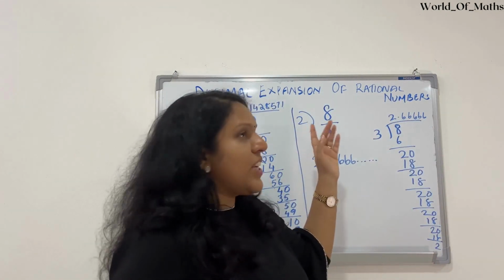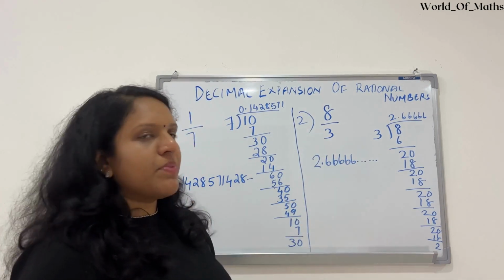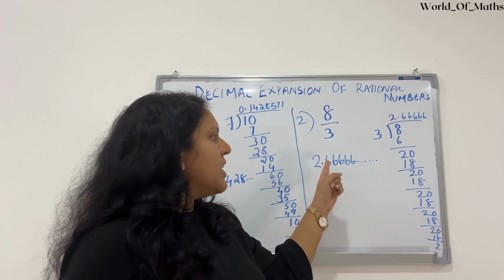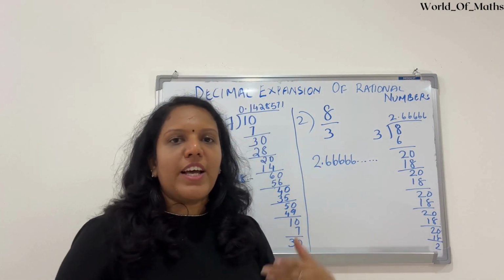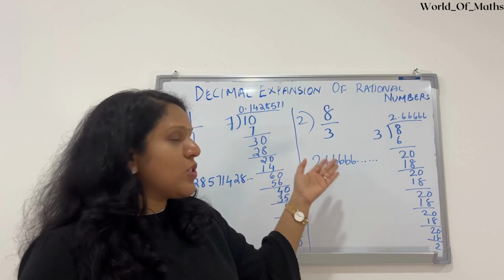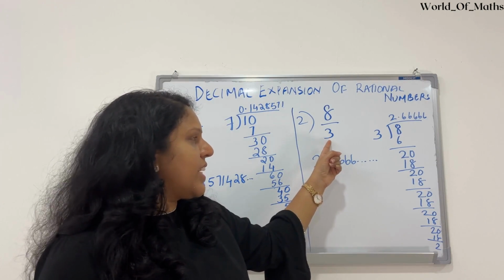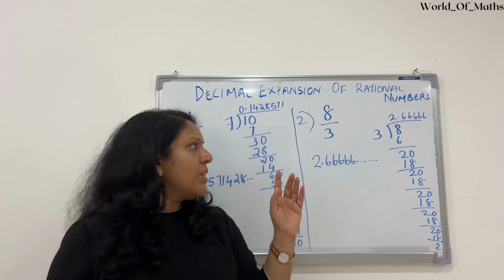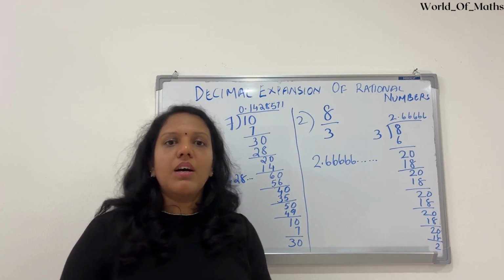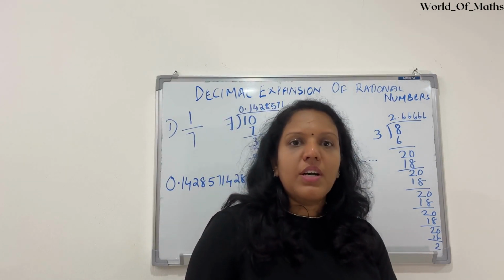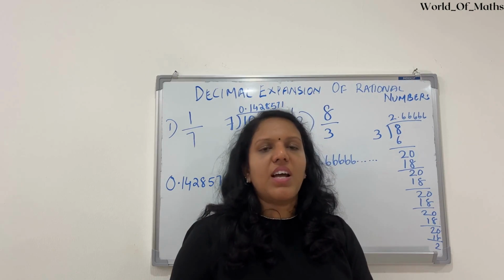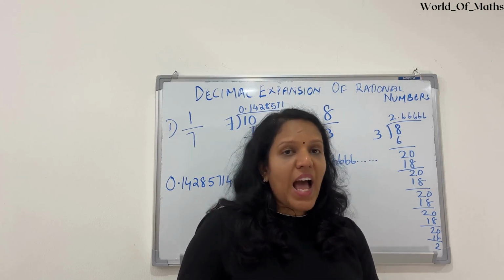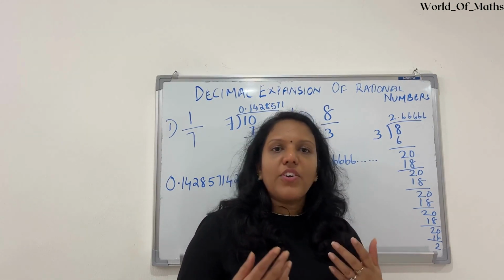Now let's take one more number, which is 8 divided by 3. If we do the division 8 divided by 3, we will get 2.666666. It also never ends. Again, the denominator here is 3, which cannot be expressed as a product of the factors 2 and 5. So any rational number p by q, where the denominator cannot be expressed as a product of the prime factors 2 and 5, will have a non-terminating, repeating or recurring decimal.